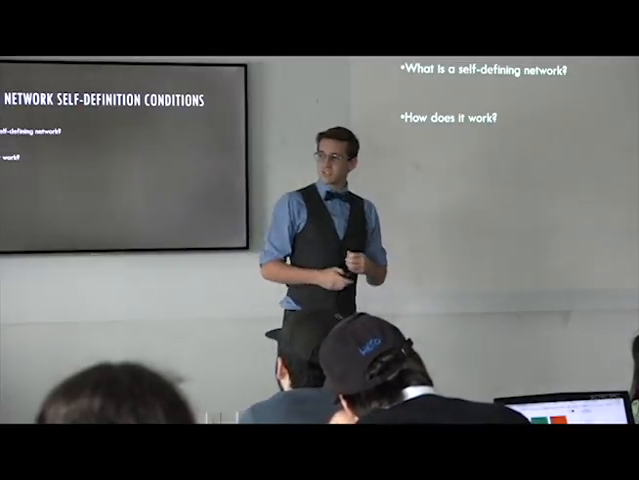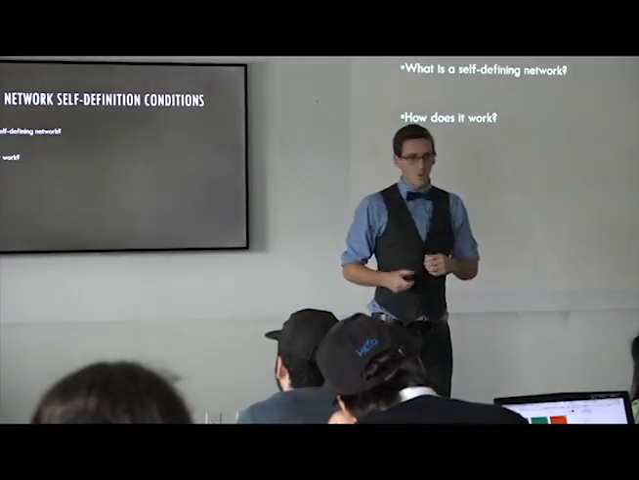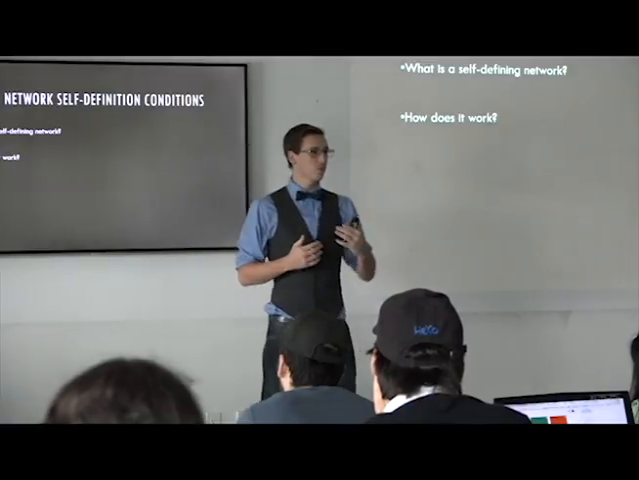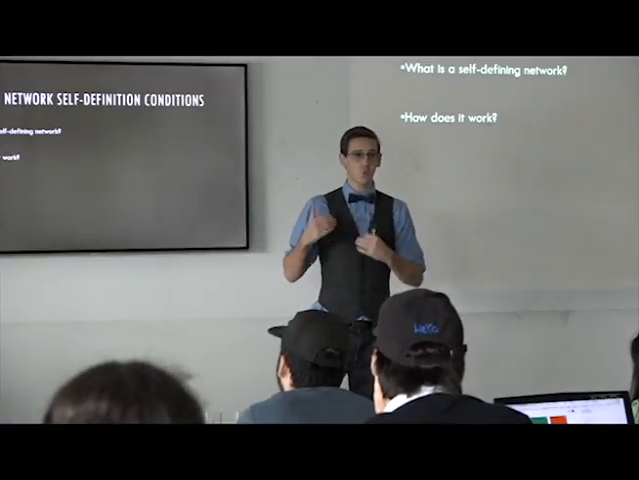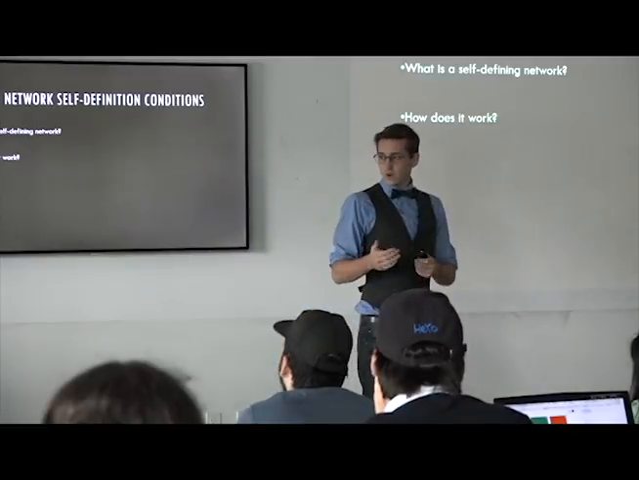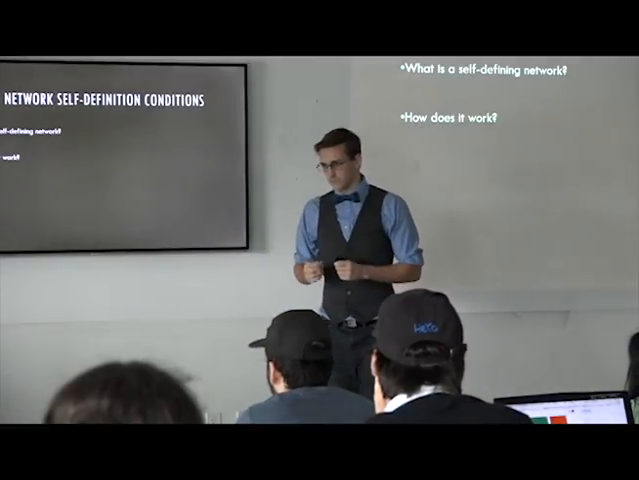Part 3 is network self-definition conditions. Under what conditions will the network either apply a new network, build nodes, reduce the amount of nodes, or change a trait in that network? That is what I define as a self-defining network.